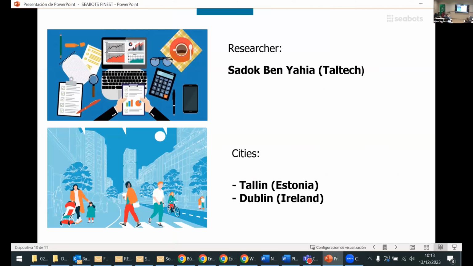Finally, for these models that I was talking about previously, we are collaborating right now with Mr. Sato Benhalian from Taltech. Also, we have two cities interested in getting involved in these solutions, Tallinn in Estonia and Dublin Bay in Ireland. Hopefully, we will get more cities interested in this innovative and technological solution. Thank you.